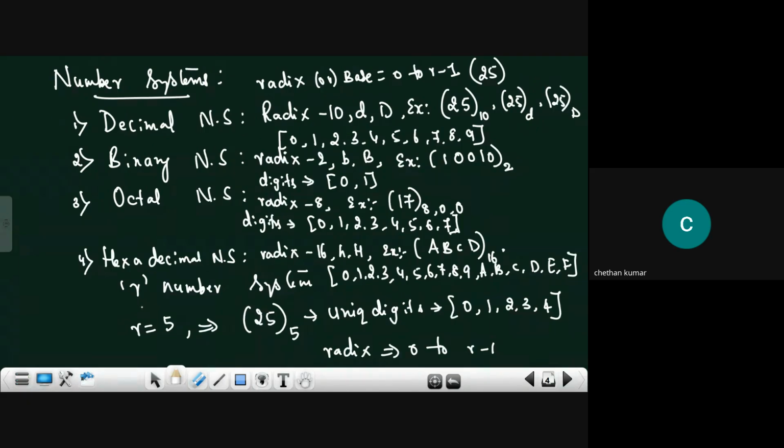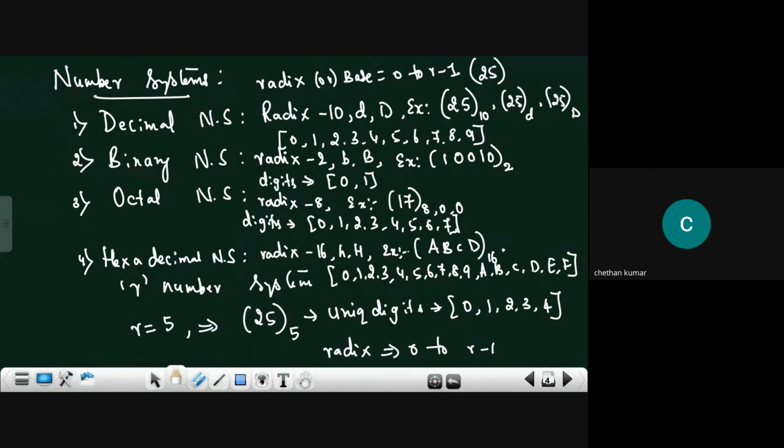R minus 1, right? 0 to R minus 1. Are you understood? This is how you can represent the number systems. In general, you can say X number system. If X is 10, it is decimal; if X is 2, binary; if X is 8, octal; if X is 16, hexadecimal. If X is 7, it is a base 7 number system.